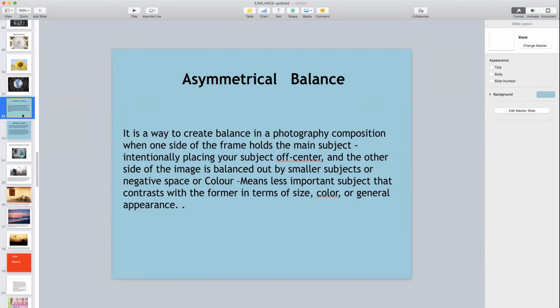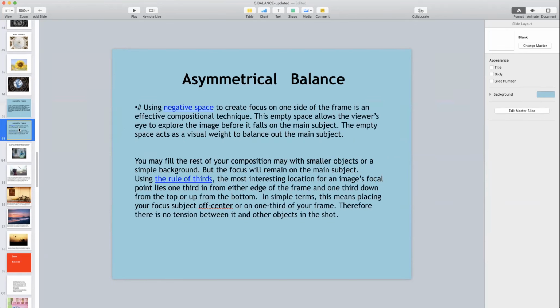Now I'll give you an example and I'll read a little more text to substantiate what I just said. Using negative space to create a focus on one side of the frame is an effective composition technique. This empty space allows the viewer's eye to explore the image before it falls on the main subject. The empty space acts as a visual weight to balance out the main subject. I'll show you the photograph to substantiate my statement.